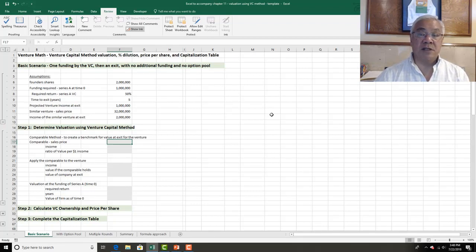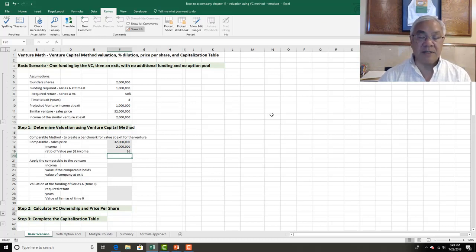First, to determine the value of the company at exit, we have a comparable. We were given that the comparable had a sale price of $32 million, and the income of the company at the time of the transaction was $2 million. From that we can use a valuation multiple: for every dollar of income, what is the dollar value in terms of market value. So it's market value divided by income, which is 16. For every dollar of income, this comparable company receives $16 in value.